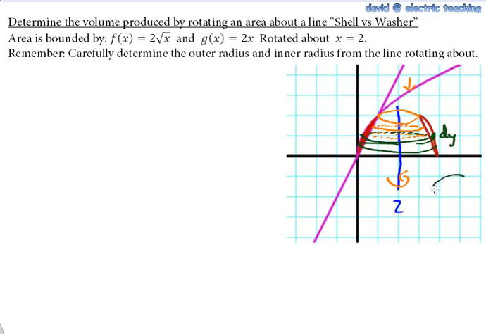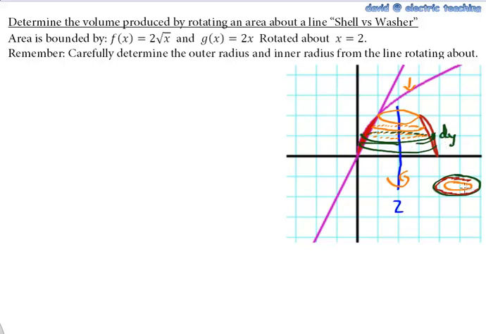The washer that's created has an outside ring and a varying inside ring as well. And these will always be changing in size. And so what we're doing is we're getting this area stacked up from the bottom to the top, and each one of these has a thickness of dy.